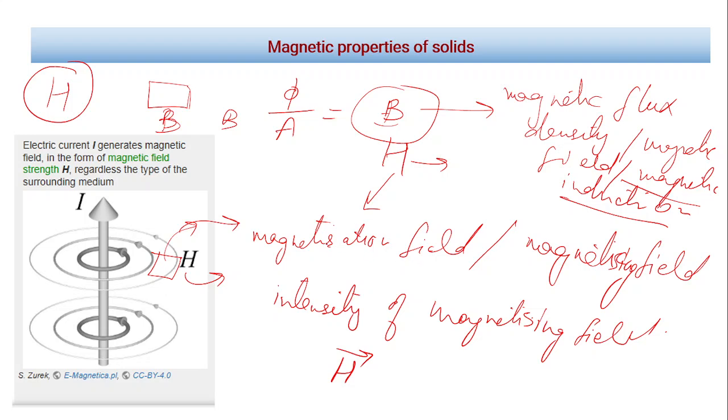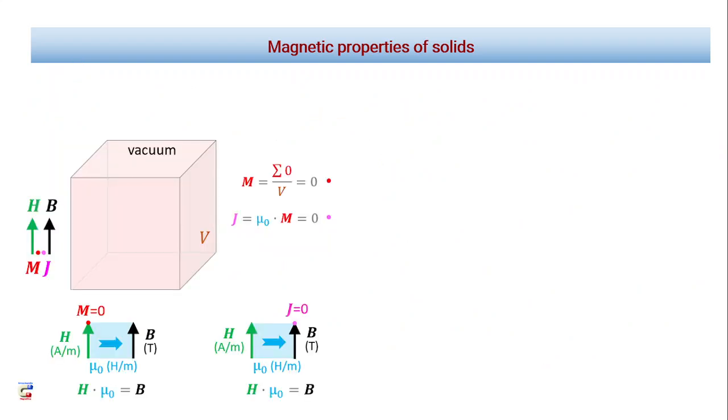That's why this magnetization field is also called intensity of magnetization field, that is, how much strength or what is the magnitude of this field that we are applying or that is there. Okay, so this was about the difference between B and H. I think we can discuss this.